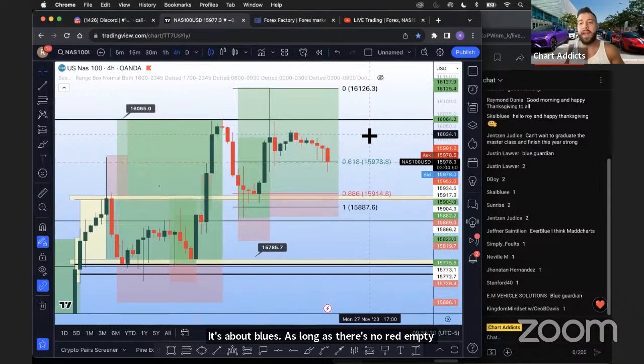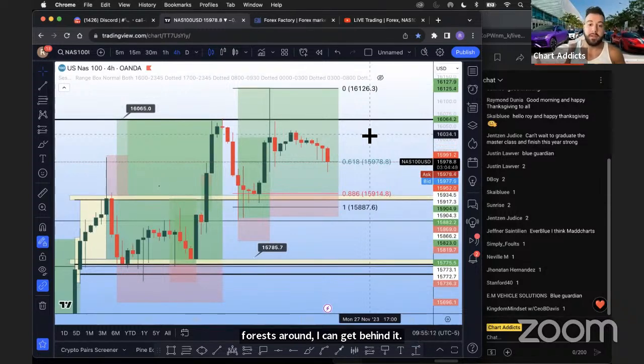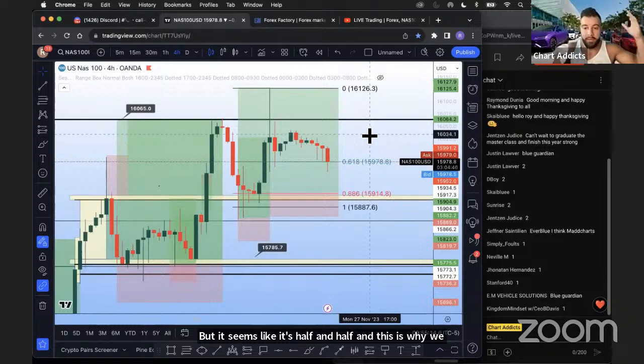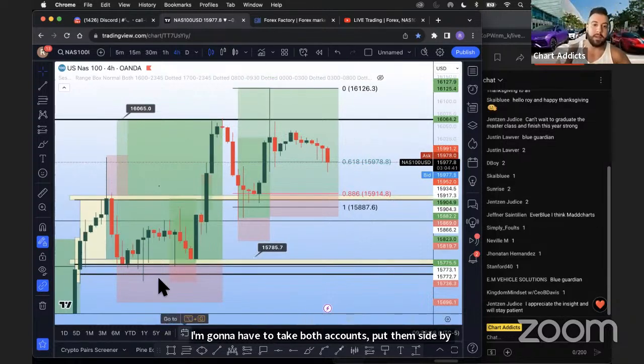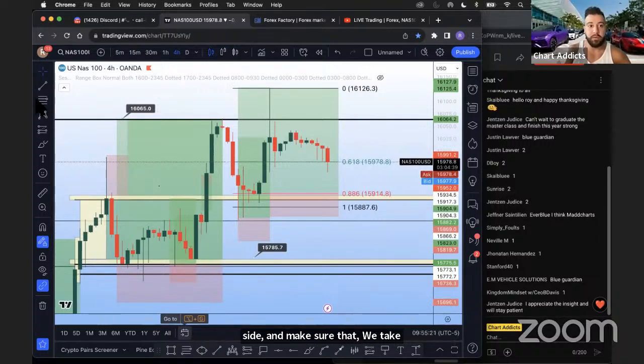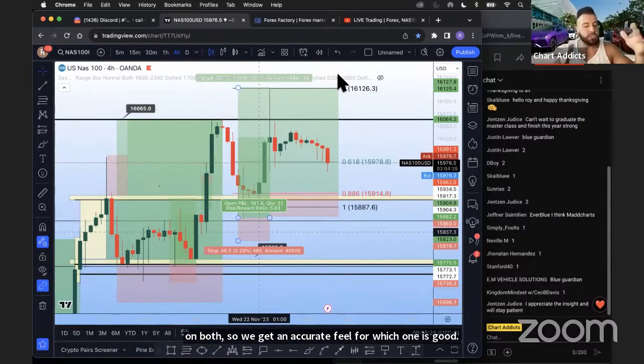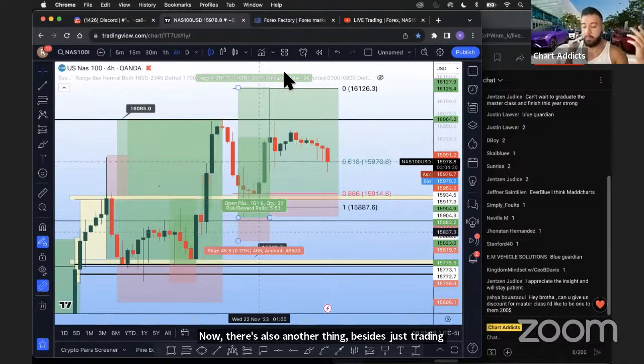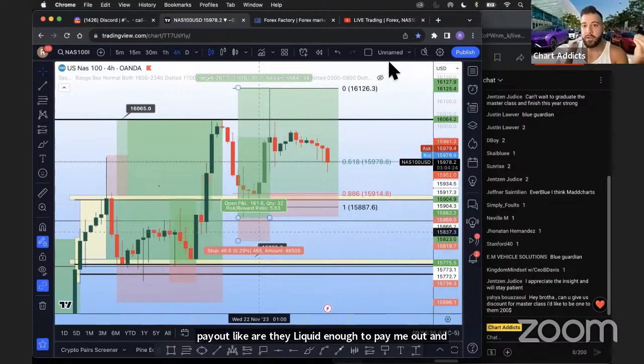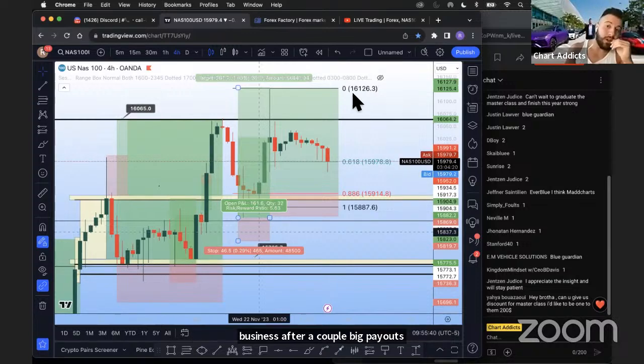But it seems like it's half and half, and this is why we do experiments, because there's only one way to tell. I'm going to have to take both accounts, put them side by side, and make sure that we take the same exact trades on both, so we get an accurate feel for which one is good. Now, there's also another thing. Besides just trading conditions, there's also a massive question of the payout. Like, are they liquid enough to pay me out, and are they solvent, which means can they stay in business after a couple big payouts? So I'm going to try both.